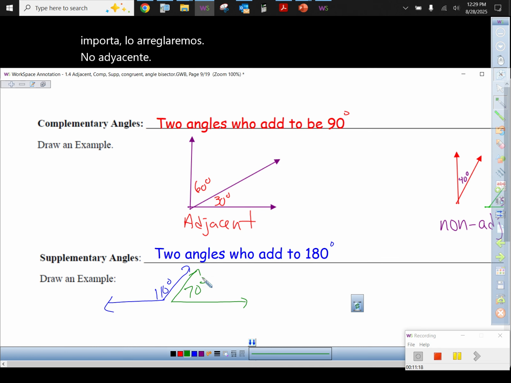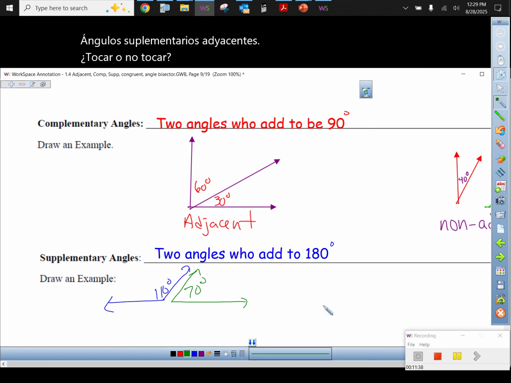draw the adjacent supplementary angles. Adjacent supplementary angles. Touch or no touch? Touch. What's wrong with this? They're supposed to add up to be 180. I drew that. I drew a line.